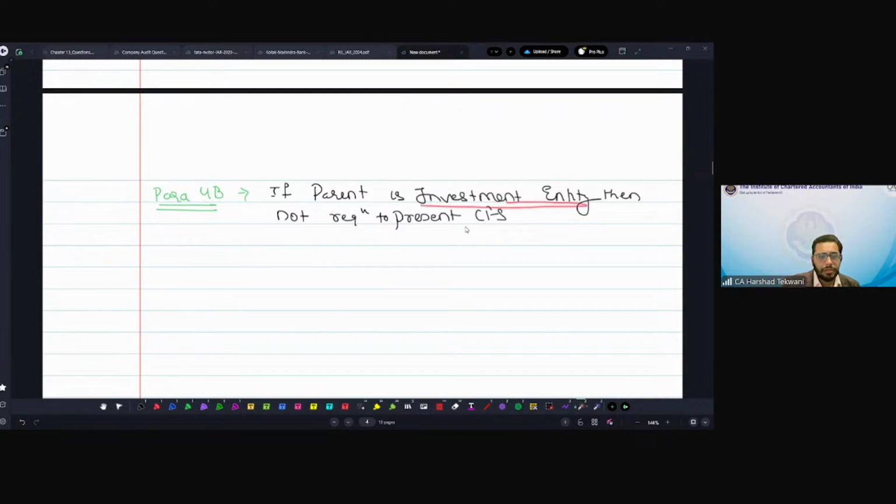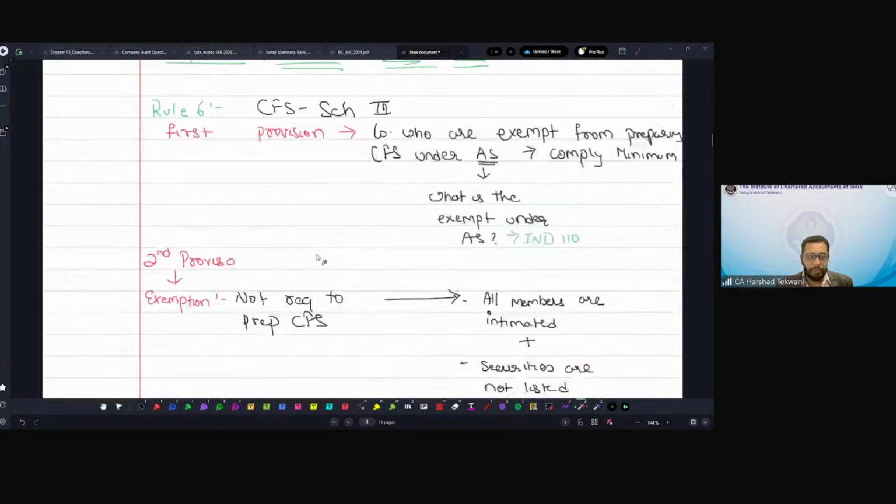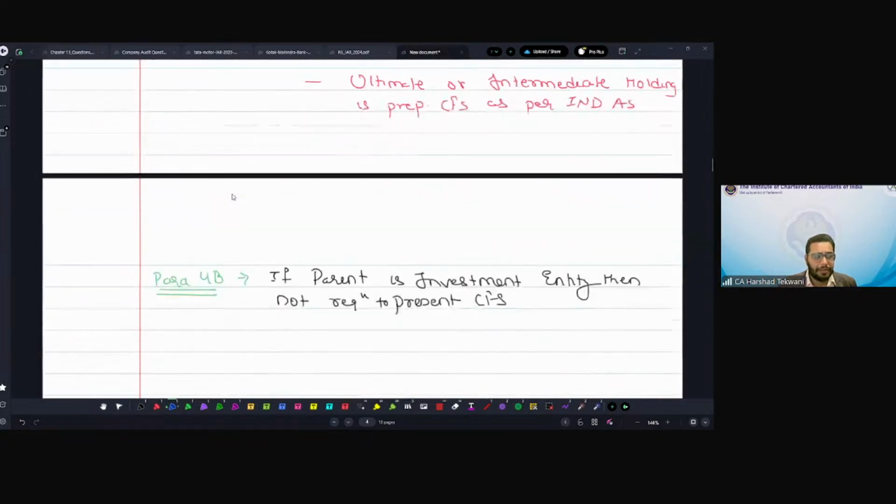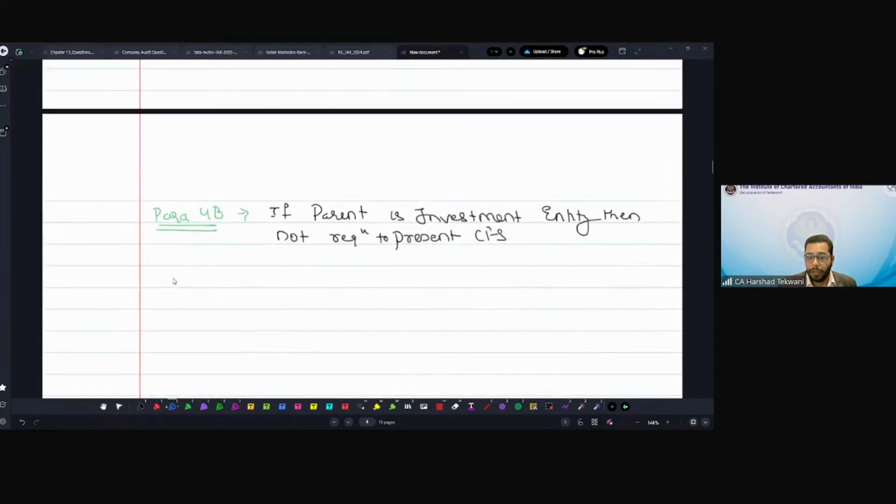Excuse me, sir. I have one doubt. You have told about the first proviso and second proviso, and in both the provisions the only difference is related to Ind AS and the Companies Act, because all points are similar. Is it? In the second proviso, yes, you can say that this is similar to para 4 of Ind AS. But there is one more para under Ind AS, that is 4B. Okay. Now we need to discuss this.